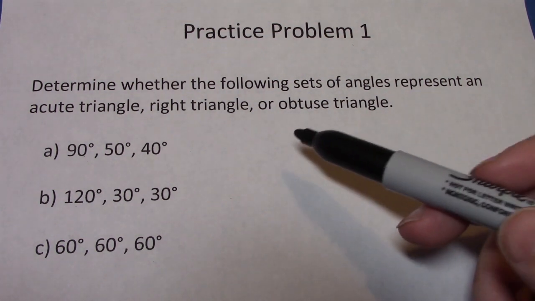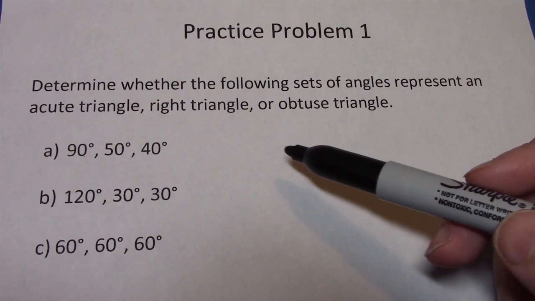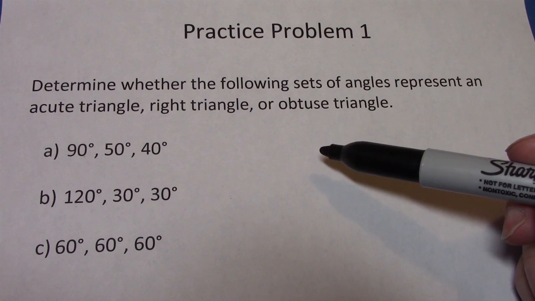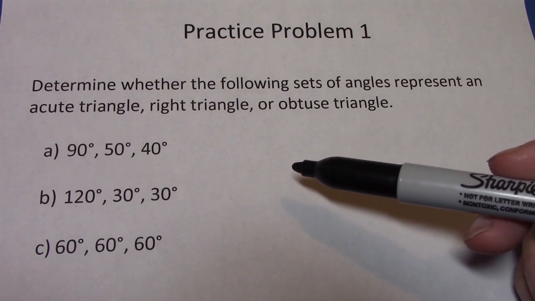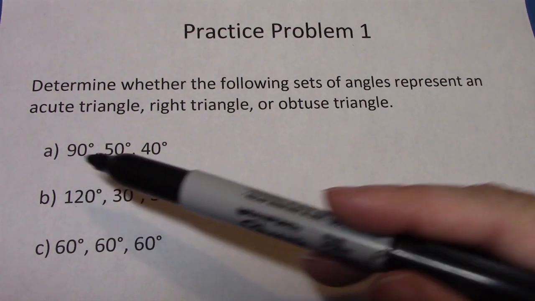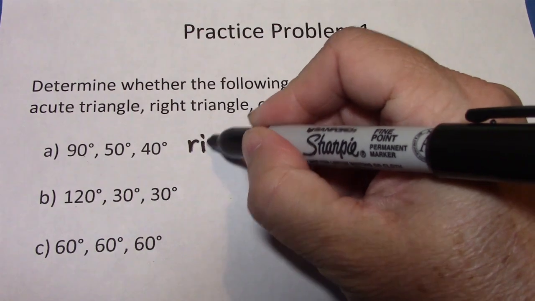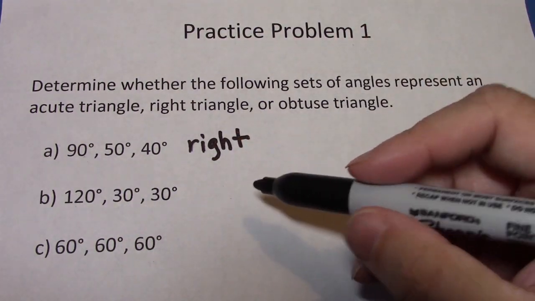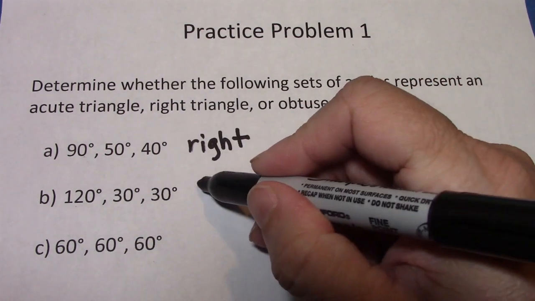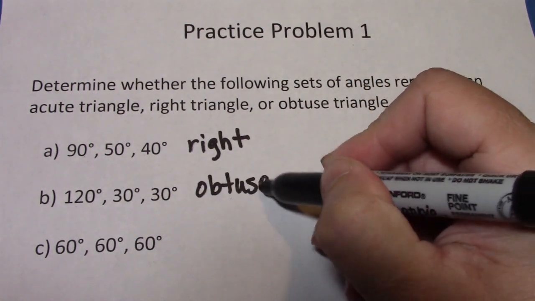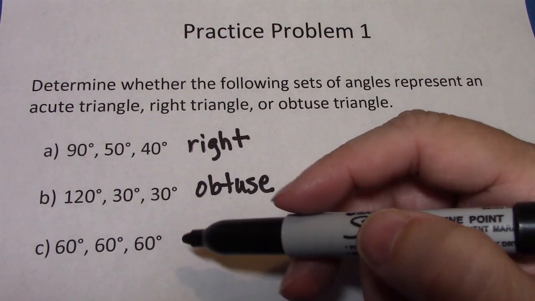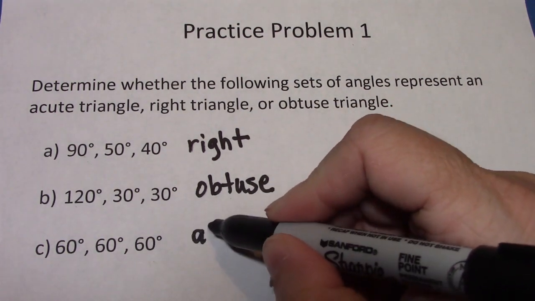Problem 1 says determine whether the following sets of angles represent an acute triangle, a right triangle, or obtuse triangle. So we're describing the triangles based on their angles. This one has an angle that's exactly 90 degrees, so that would represent a right triangle. This one has an angle that's greater than 120 degrees, so it's obtuse. And this one has all the angles the same and all less than 90 degrees, so it's acute.